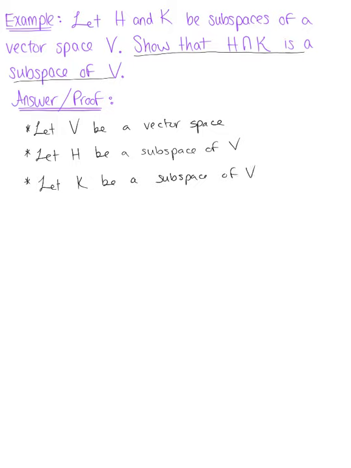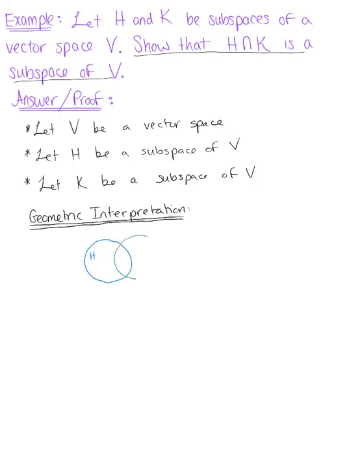And to get us started here, let's think about a geometric interpretation. We can pretty easily see this using Venn diagrams, but that's not sufficient here. We want to be able to show this algebraically as well. So here we go. I am going to let this be H, and we'll let this set be K, and then the intersection is the region I'm shading in between. So that's H and K.